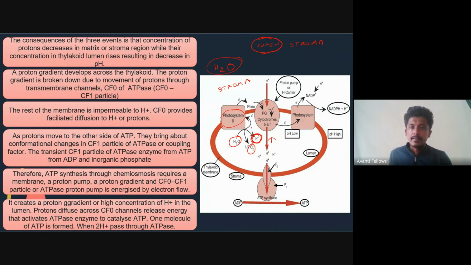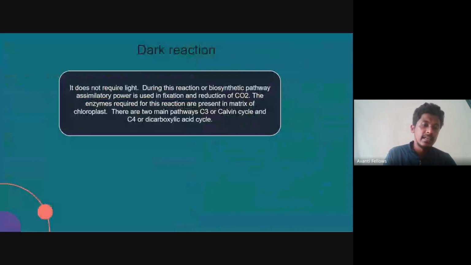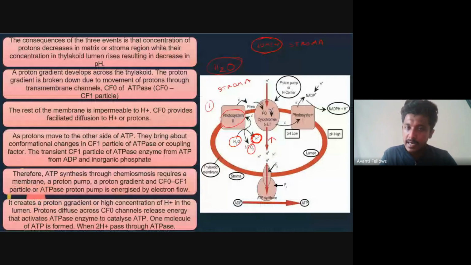Now, these excited electrons, this is the first stage. How does the hydrogen ion increase within the lumen? Now, we have water molecules. Water molecules are broken down within the lumen by the photosystem 2. When it's broken down, it releases hydrogen, oxygen and electrons. When it releases hydrogen, the hydrogen is released within the lumen of the thylakoid. Understood?